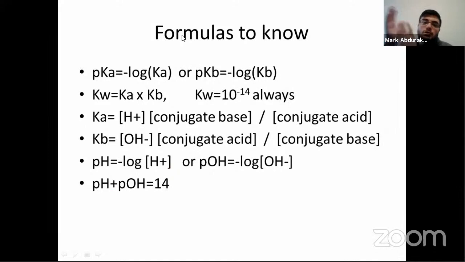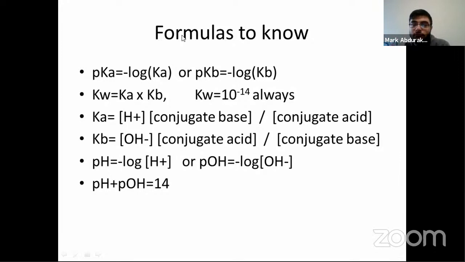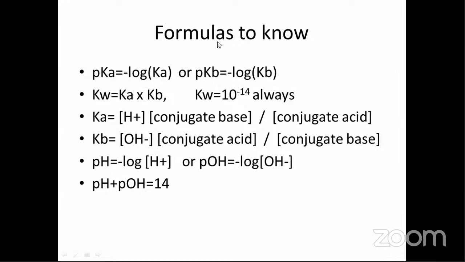Okay. pKb is the opposite. It's the measure of how strong something is as a base. Something that has a pKb of 3 is a strong base. Something that has a pKb of 50 is a very weak base. Again, that doesn't necessarily mean it's a strong acid, though. It doesn't mean it's even an acid at all. It just means it's a weak base. Okay. So it's all relative, almost.